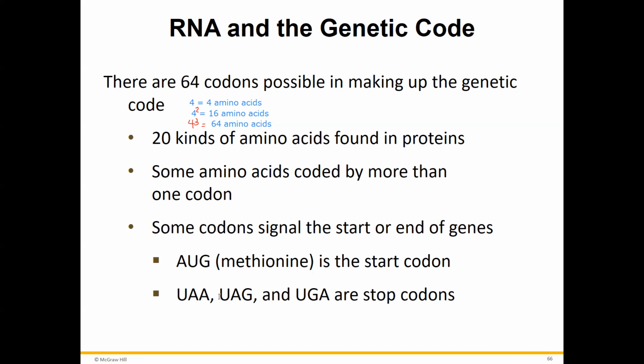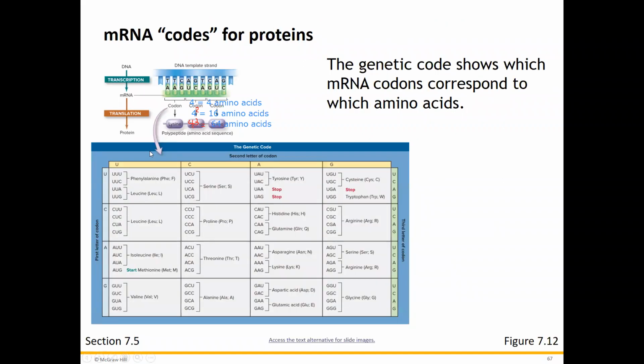And then we have these 3, UAA, UAG, and UGA, that are stop codons. And none of those 3 code for an amino acid. So of the 64, 4 of them are start and stop codons. So we have 60 left. When we realized that we could put 3 of them together, that's what generated this thing that we call the genetic code. That shows all possible combinations of the 4 nucleotides and creating messenger RNA codons that will correspond to the amino acid.